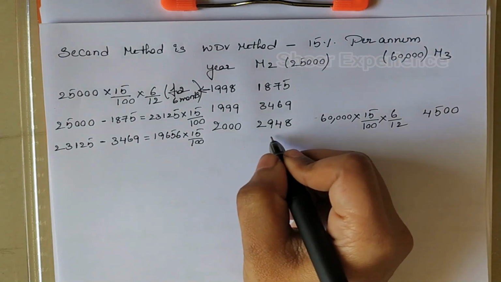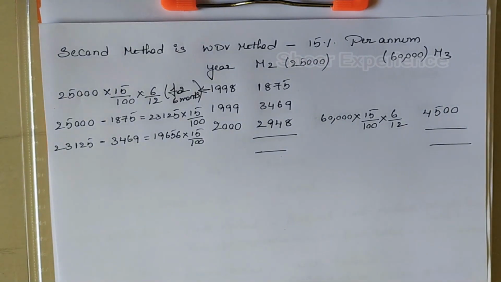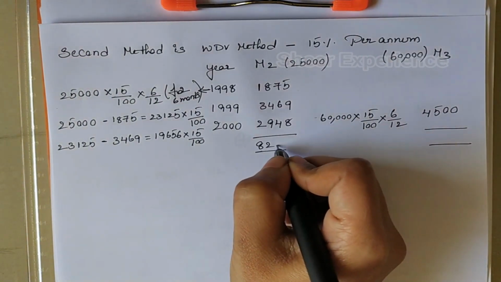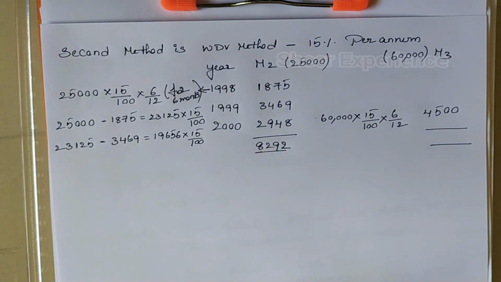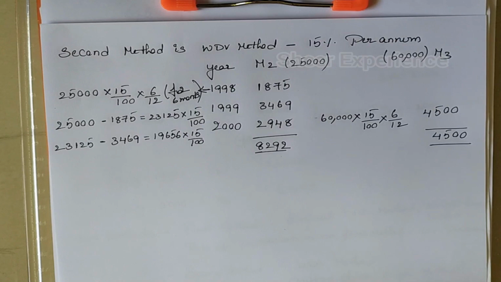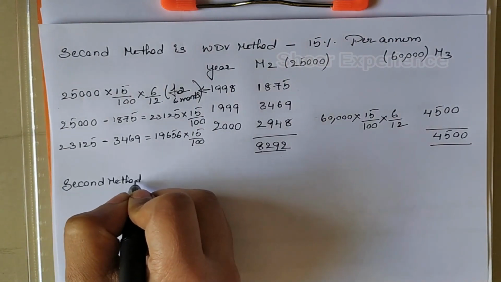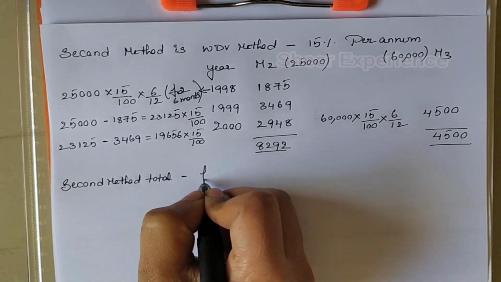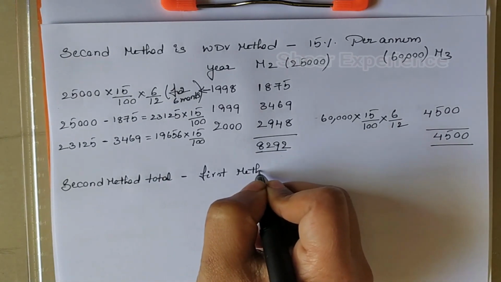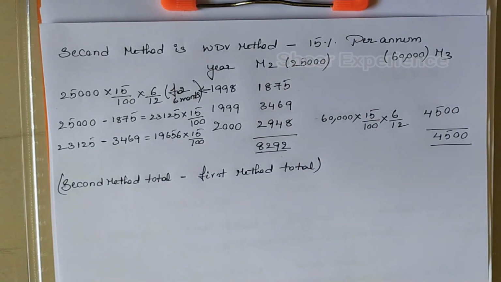Now we will total the depreciation amounts for Machine 2 and Machine 3. Machine 2 total is 8,292 and Machine 3 total is 4,500. To get the adjusted depreciation amount, we need to deduct the first method total depreciation amount from the second method total depreciation amount. That is, second method total depreciation minus first method total depreciation amount.